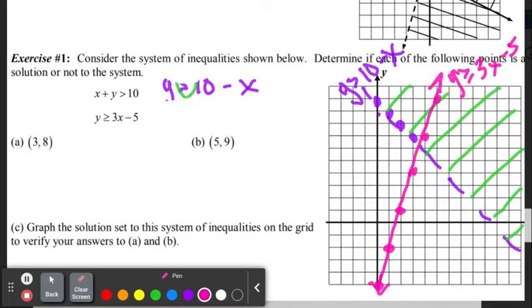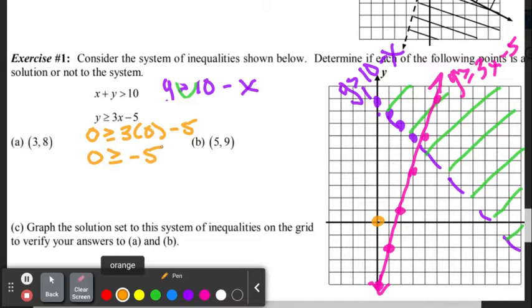So I'm going to pick a different color. I guess I'll do orange. I'm going to use 0, 0 as my test point. So plug a 0 in for Y and a 0 in for X. So sometimes when it's obvious to me, I don't use a test point, but sometimes I do. It's okay to use both strategies. Okay, 0 greater than or equal to -5. That's true. So I'm going to shade on the test point side.